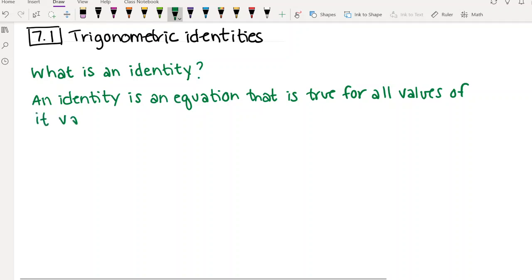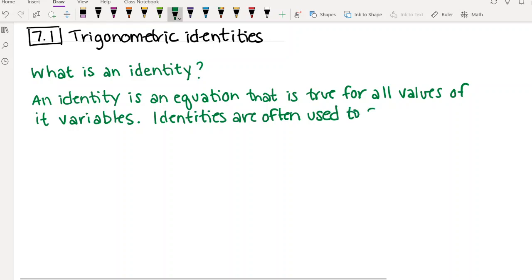And so I'll give you some examples in a moment. But basically, why are identities useful? Identities are often used to simplify algebraic expressions, or maybe sometimes it's not even necessarily simplifying them, but just rewriting them in a different but equivalent way.